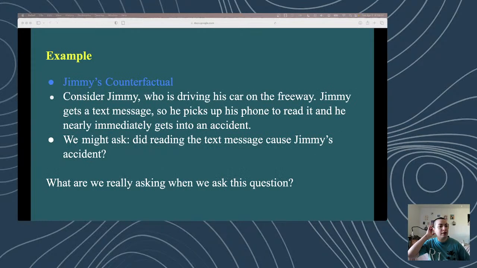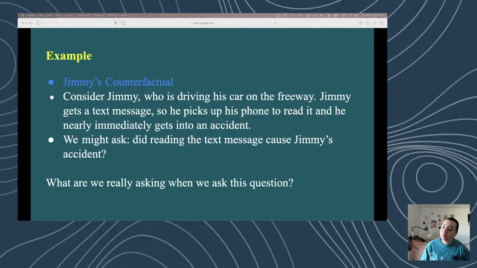Let's take another example. And this is called Jimmy's counterfactual. I'll tell you what a counterfactual is just momentarily. Consider Jimmy, who is driving his car on the freeway. Jimmy gets a text message, so he picks up his phone to read it. We don't like distracted driving, but Jimmy is, and he nearly immediately gets into an accident. We might ask, did reading the text message cause Jimmy's accident?